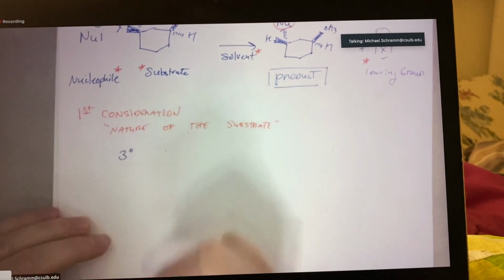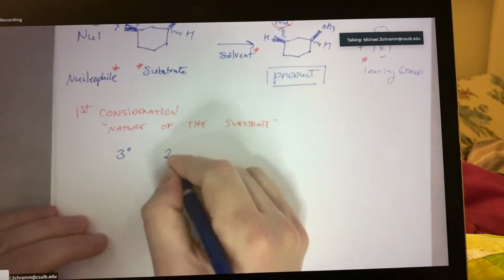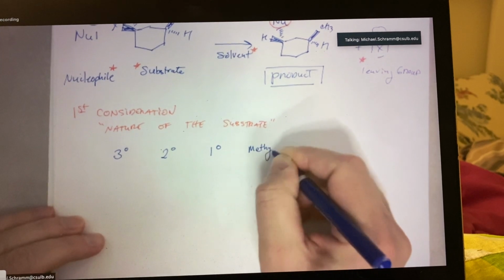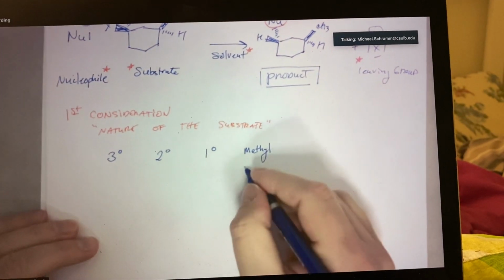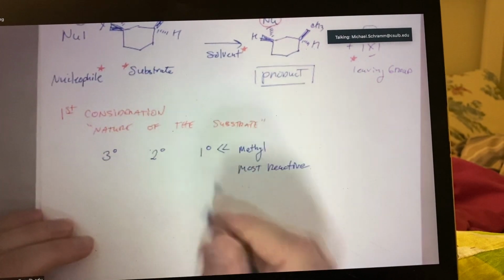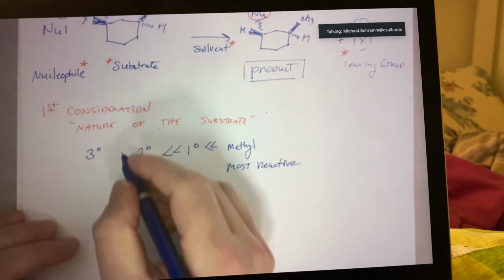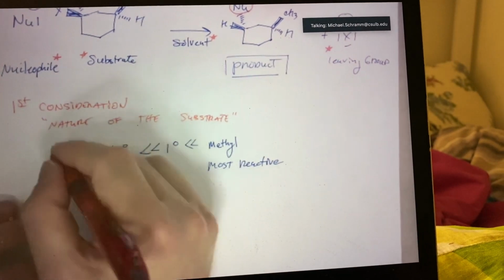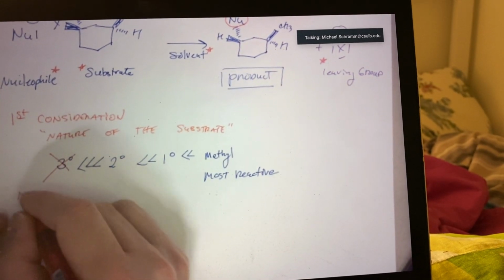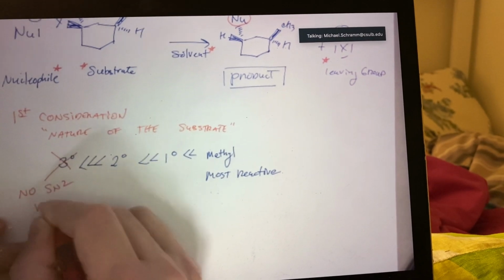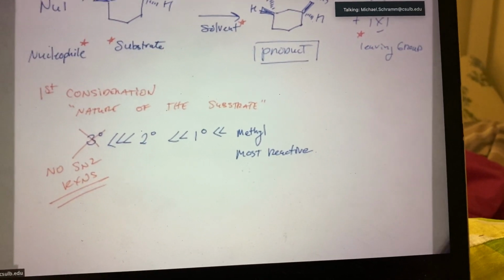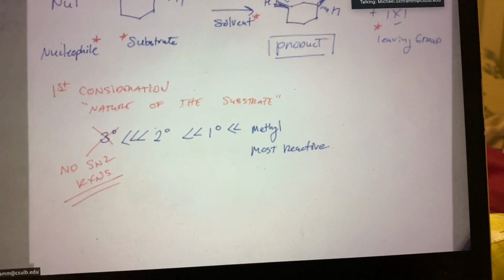Our substrates are going to be typically categorized as tertiary, secondary, primary, or methyl. And their reactivity is that methyl is the most reactive. It's much more reactive than primary, which is much more reactive than secondary. And tertiary substrates are unreactive or cannot undergo SN2 reactions. So for this we can say no SN2 reactions for tertiary substrates. They simply will not react following the mechanism that we had drawn previously.